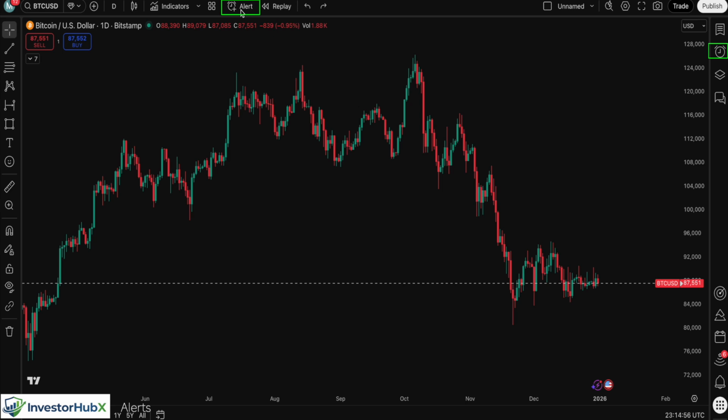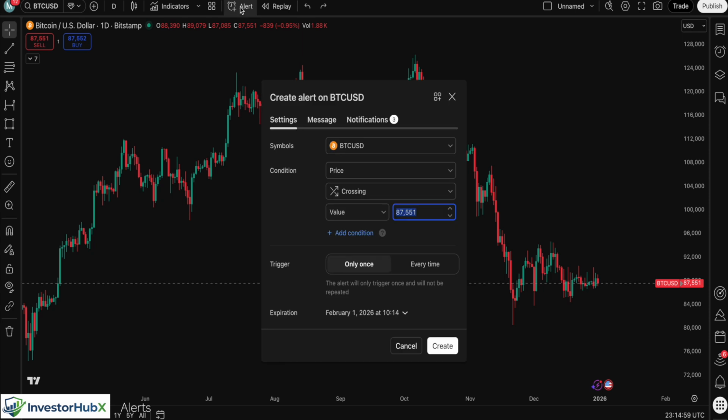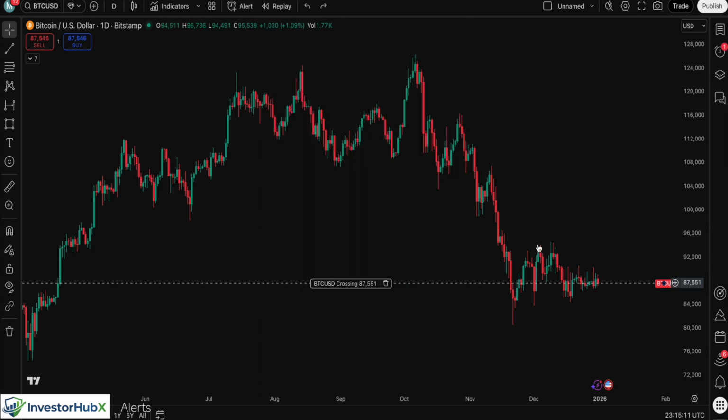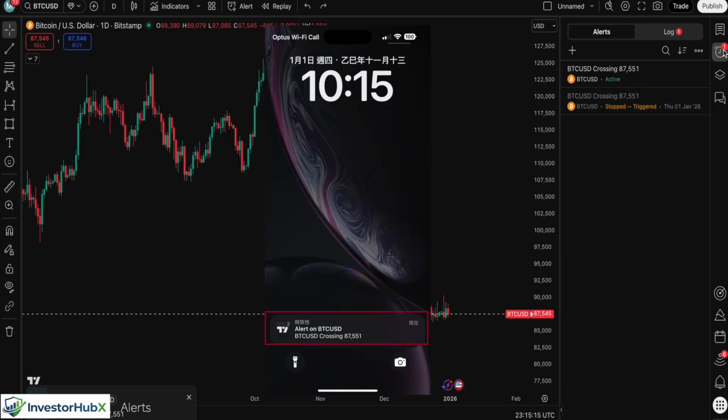Alerts help you stay informed without watching the chart all day. You can set an alert by right-clicking on the chart or clicking the Alerts button at the top. Alerts can notify you when price reaches a certain level, crosses a line, or meets a condition. Once set, TradingView can send notifications by app, email, or browser. Alerts help you stay disciplined and react only when something important happens.